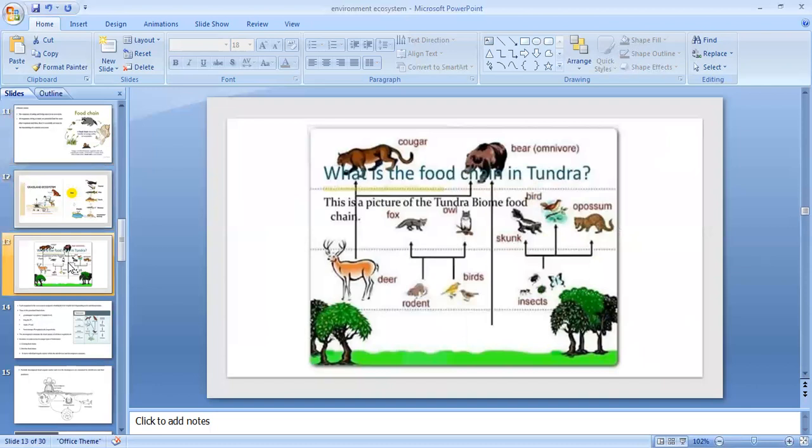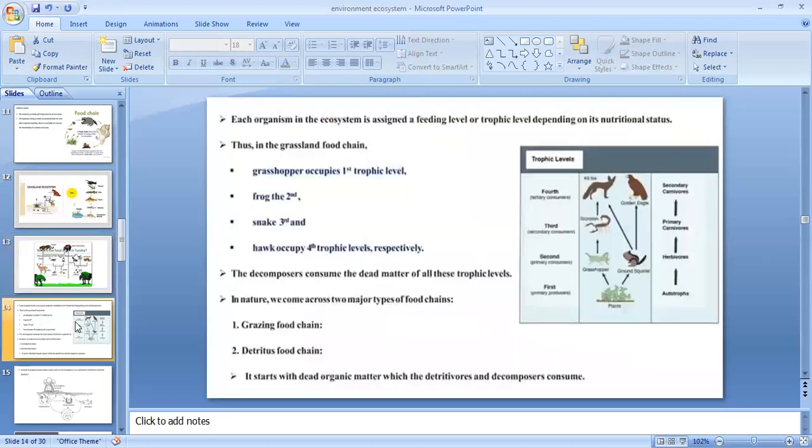What is the food chain in tundra? This is the picture of the tundra biome food chain. Each organism in the ecosystem is assigned a feeding level or trophic level depending on its nutritional status.